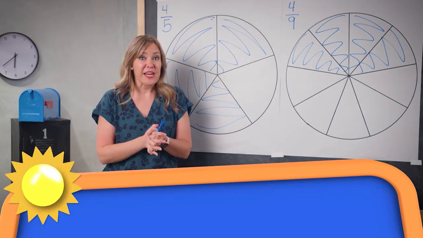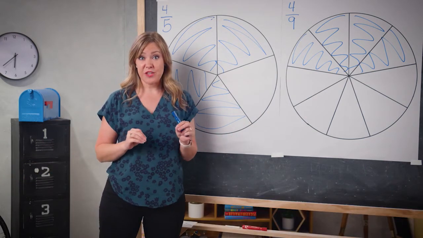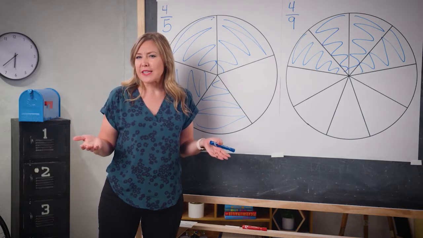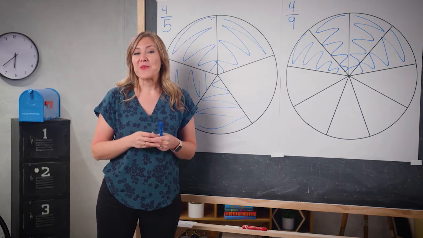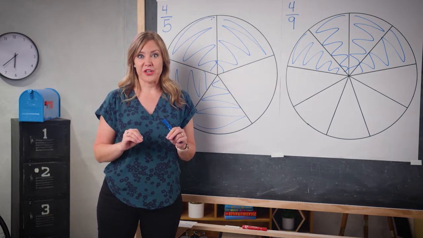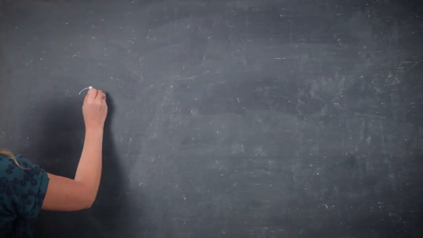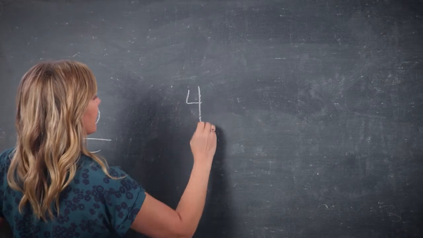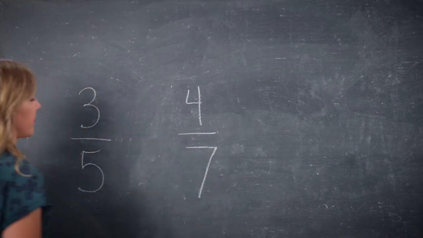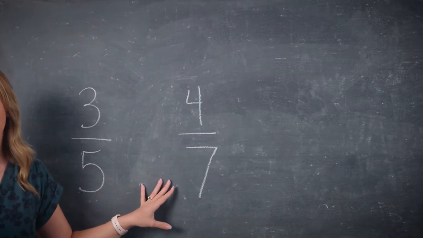Okay, now let's compare fractions that have different numerators and different denominators. Which fraction do you think is greater, 3/5 or 4/7? I'm going to show you a fun way to solve this problem called the butterfly trick. First, write down both fractions. We have 3/5 and 4/7.